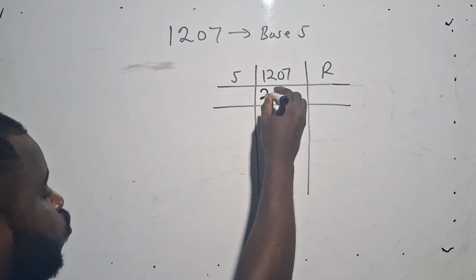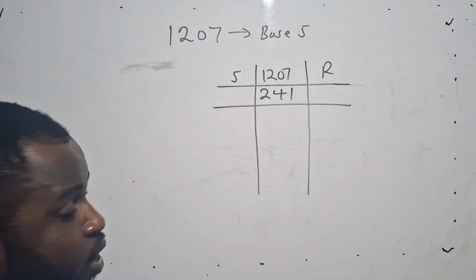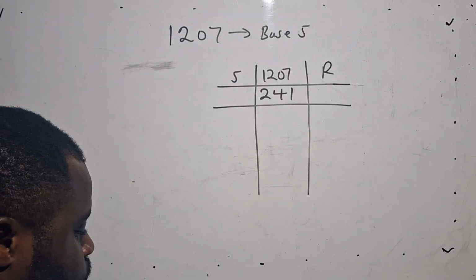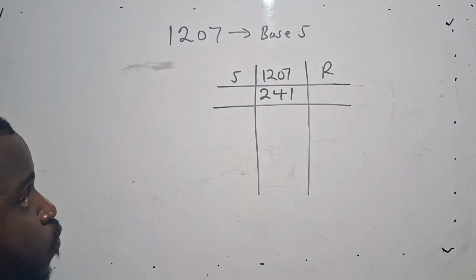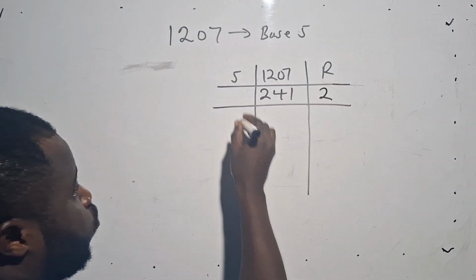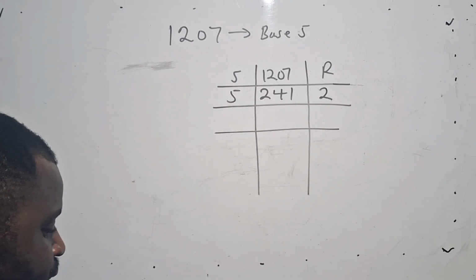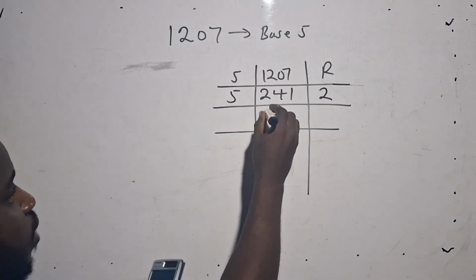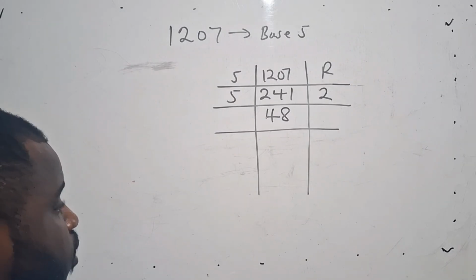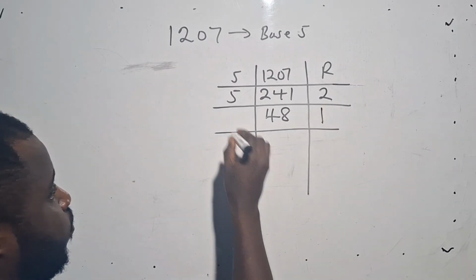Yes, it's going to give me 241. Then what will be the remainder? Multiply 5 by 241, which will give me 1205. The difference between 1205 and 1207 is the remainder, and the remainder here is going to be 2. Yes. So 5 once again divides 241. 5 will divide 241 how many times? 48 times. Now 5 times 48 will give me 240. So it means remainder 1.